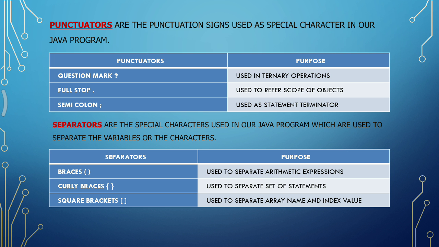Then come the separators. If I say one statement after the other continuously, you will not be able to understand. In the same manner, the computer needs separators. Separators are certain signs and symbols used to separate expressions, sets of statements, and other things. Parentheses are used to separate arithmetic expressions. Curly braces are used to separate a set of statements. Square brackets are used to separate the array name and index value.